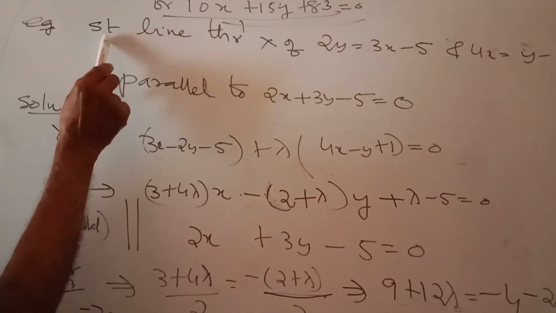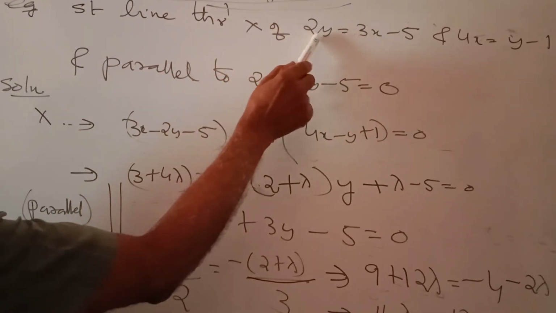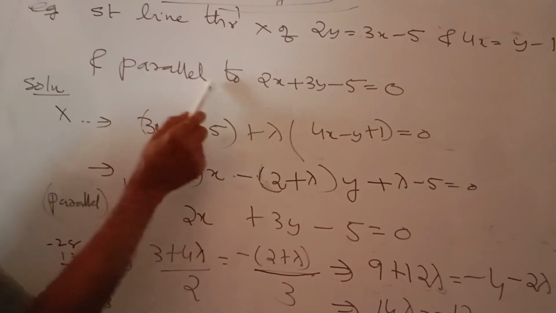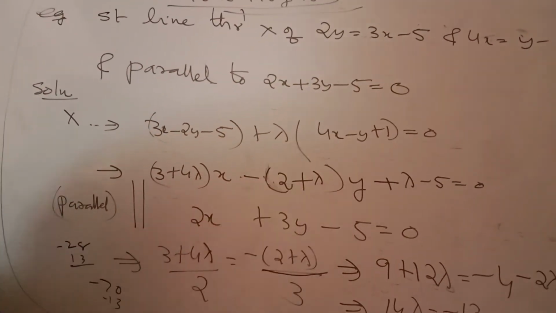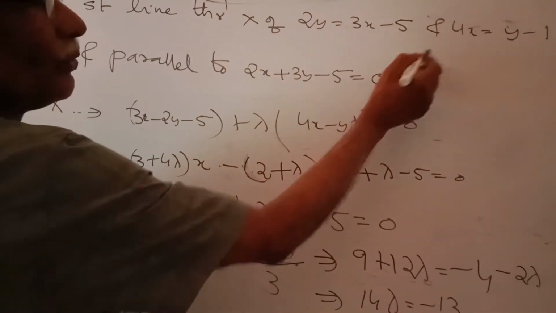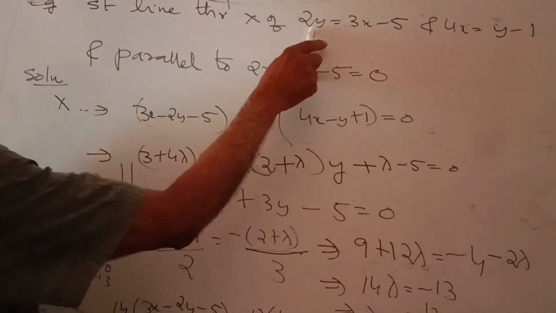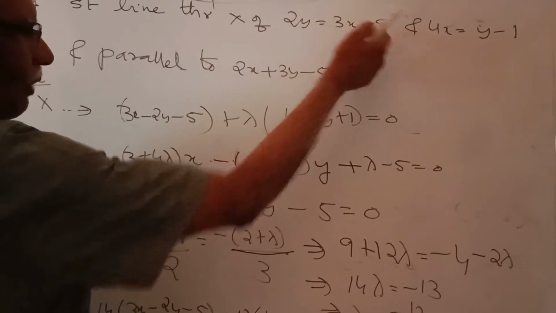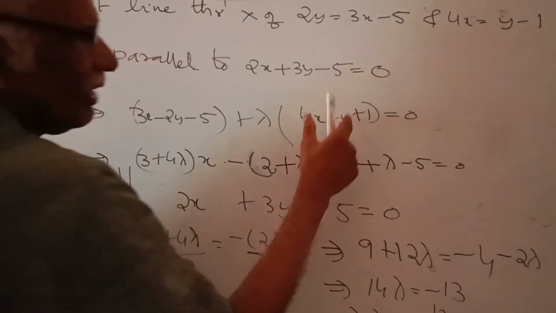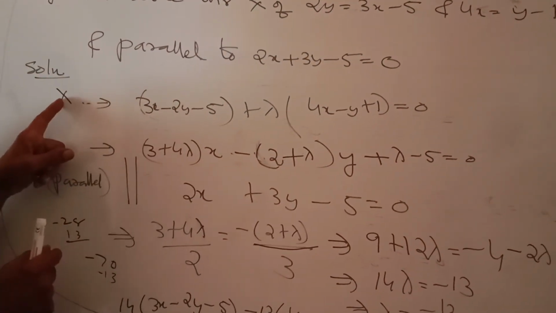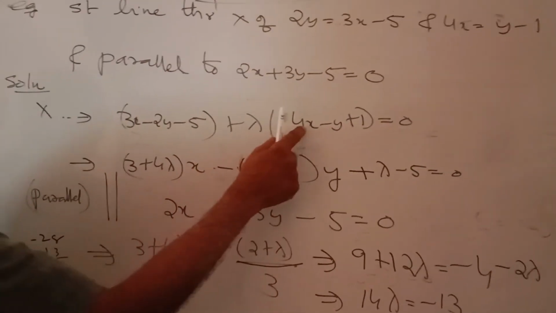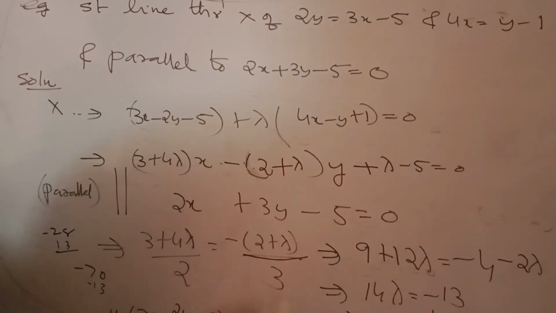Now we consider the straight line passing through the intersection of 2y equals 3x minus 5 and 4x equals y minus 1 and parallel to 2x plus 3y minus 5 equal to 0. So try to put the ideas. I told you we require equal to 0 everywhere. So this can be written as 3x minus 2y minus 5 equal to 0. This can be 4x minus y plus 1 equal to 0. So the line through the intersection is 3x minus 2y minus 5 plus lambda into (4x minus y plus 1) equal to 0.